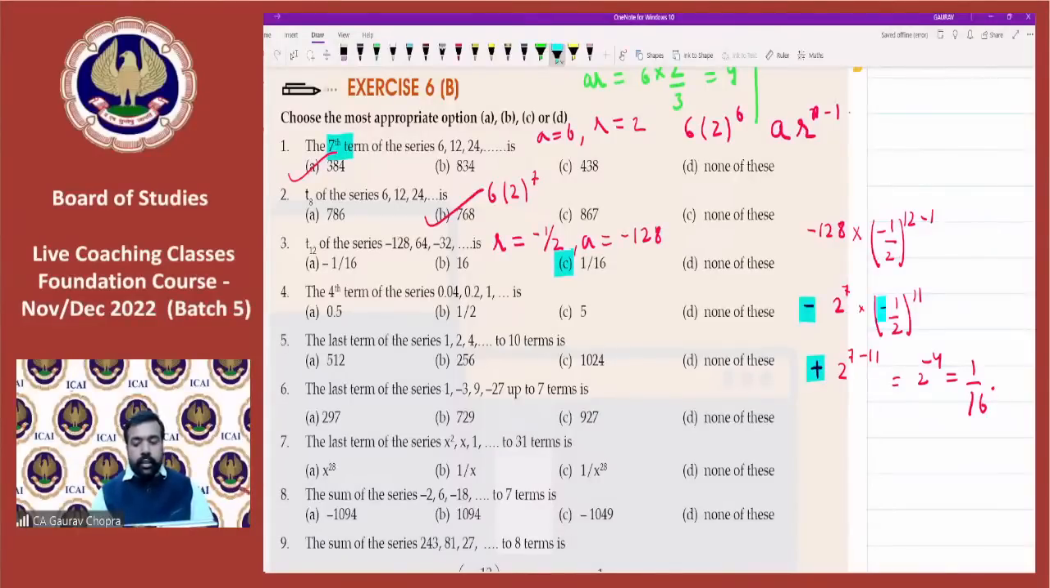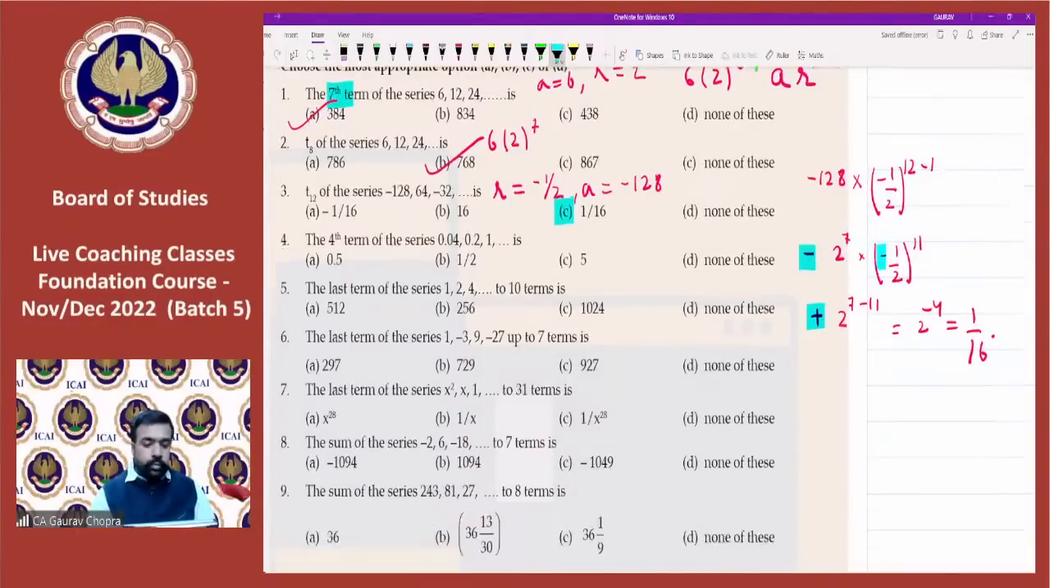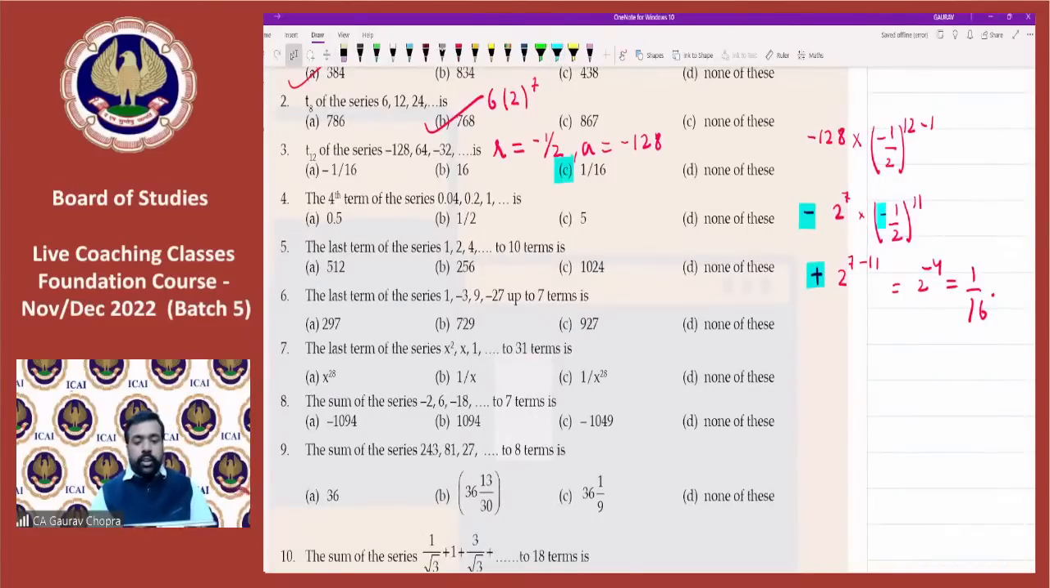Then this time, the fourth question. The fourth term of the series, we have to calculate the fourth term. Three terms are already given. So what is A? A is 0.04. What is R, the common ratio? The common ratio will be 0.2 divided by 0.04. How much? It is 5.